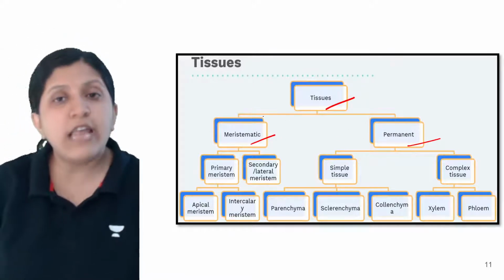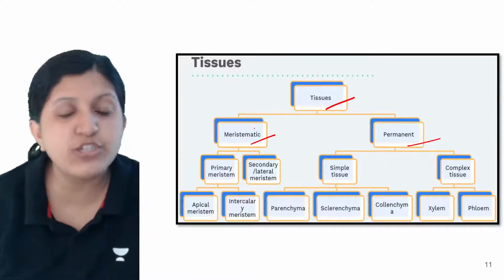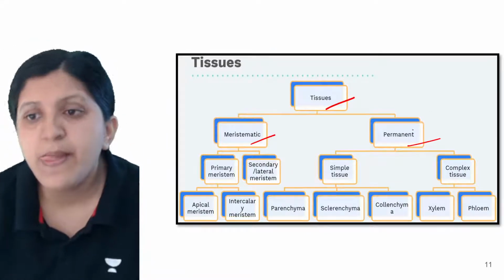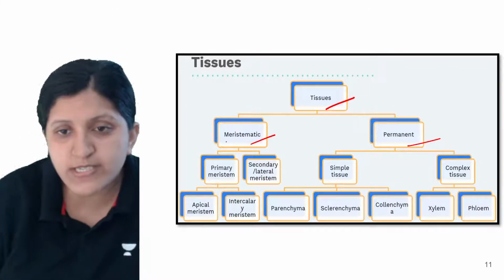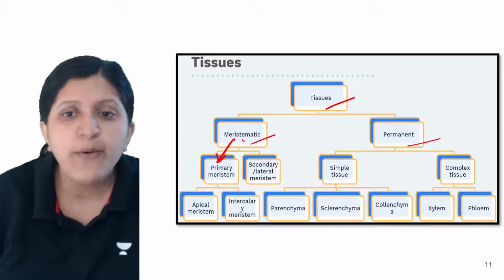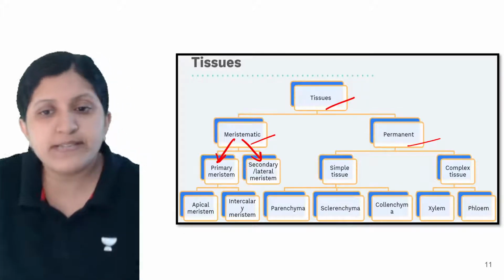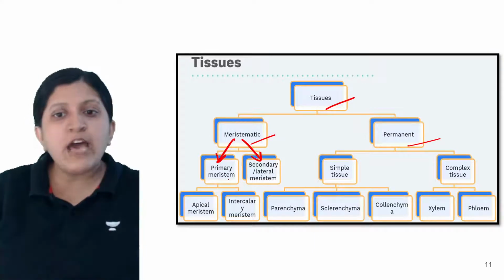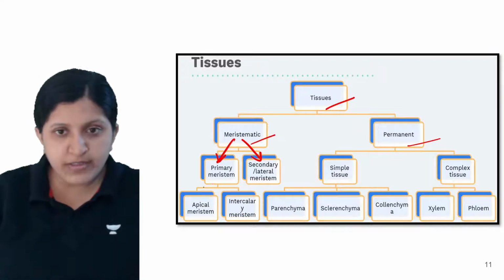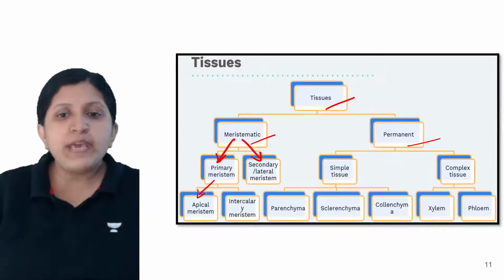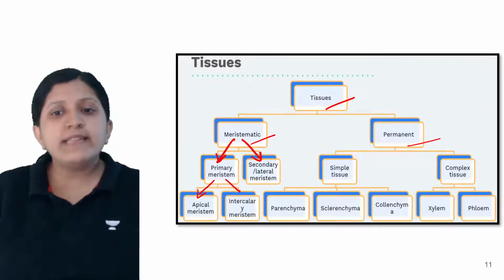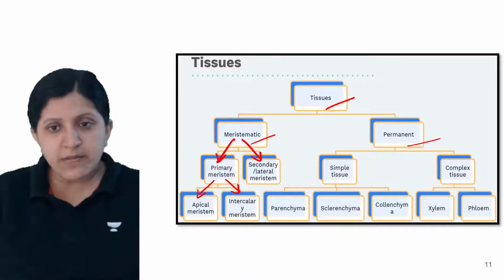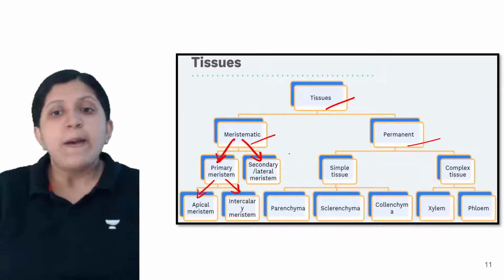Alright, so now the meristematic tissue is divided into primary meristem and then secondary or lateral meristem. Then the primary meristem is further divided, forming the apical meristem and the intercalary meristem. So apical meristem and intercalary meristem are there. These are the types of meristematic tissue.